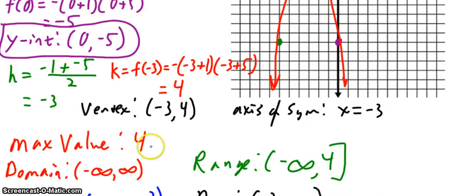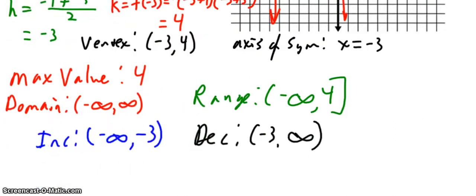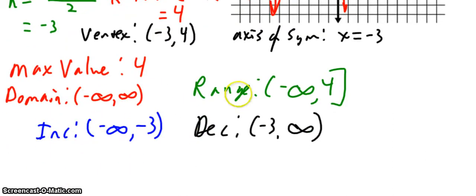It also means that I have a maximum value, and I know that because my a, in front of the function, was negative, so the parabola opens down, so the y-coordinate of the vertex, k, is my maximum value. Domain is negative infinity to infinity. Range is negative infinity to that maximum value, which is 4. My increasing and decreasing intervals are negative infinity to negative 3 for increasing, where the negative 3 comes from the x-coordinate of the vertex, and negative 3 to infinity for decreasing.